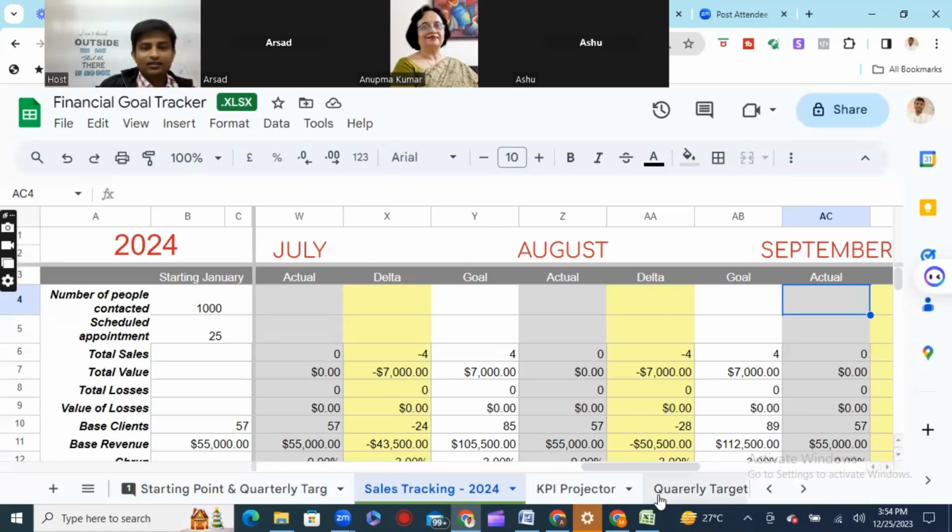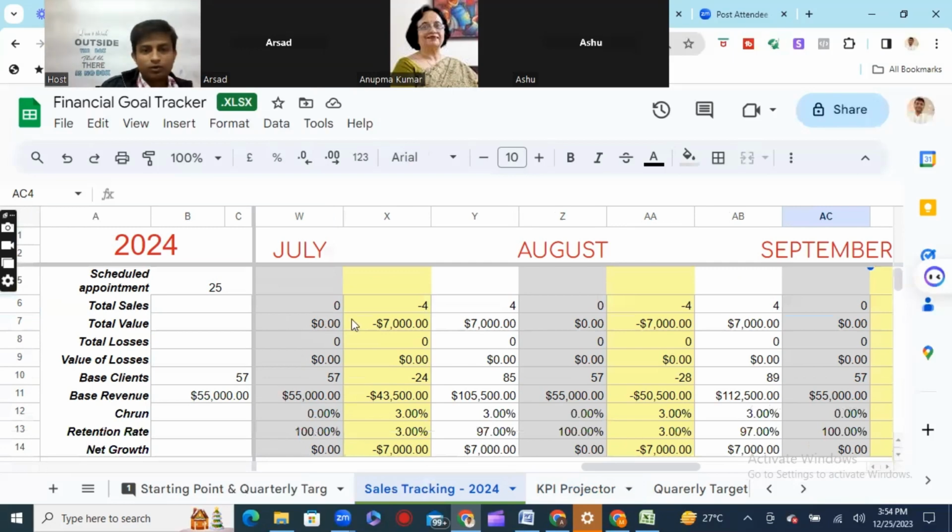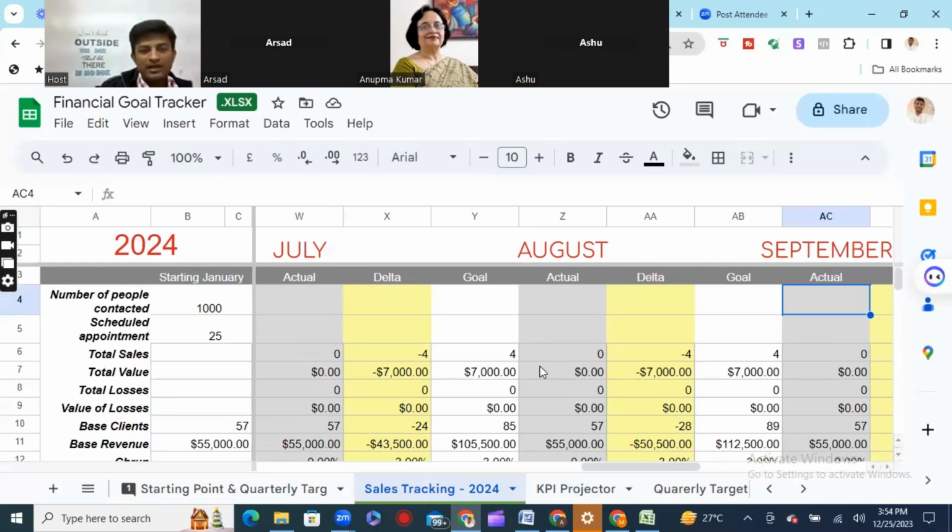Okay. So once you have done this tracking, you have to do this for every month. Then you can compare it. And this is very important.